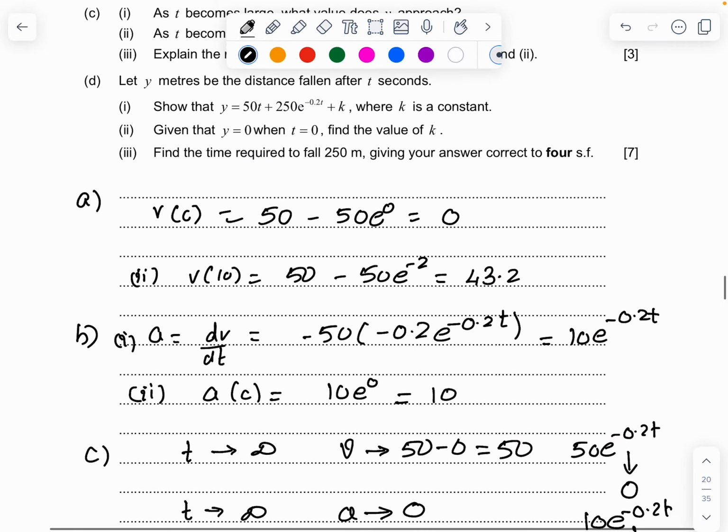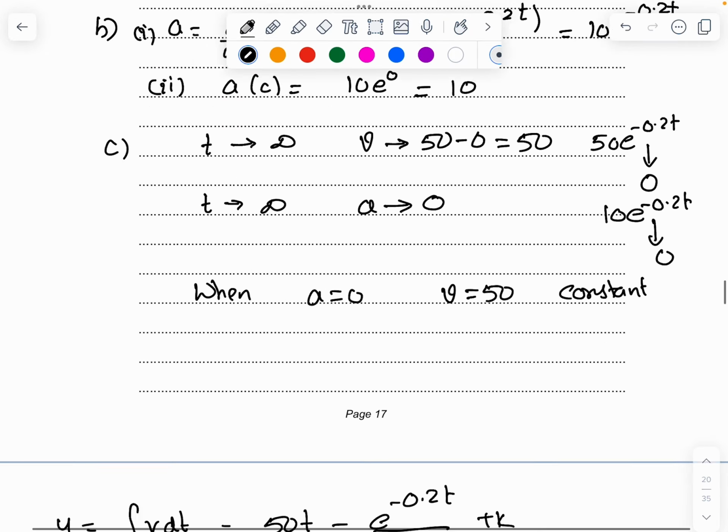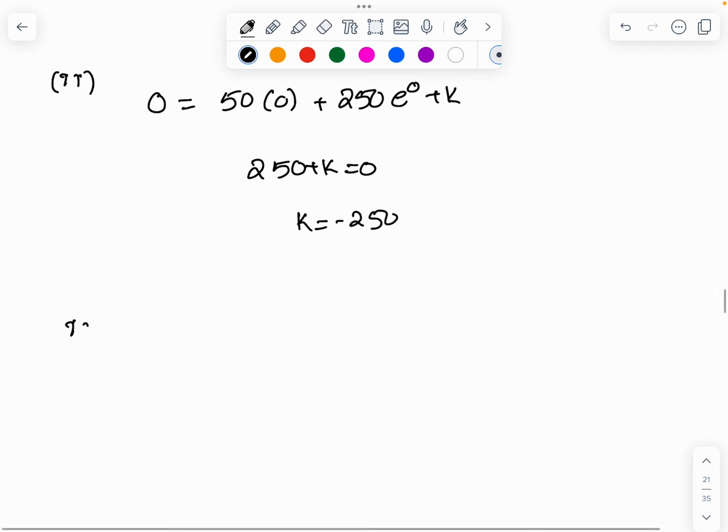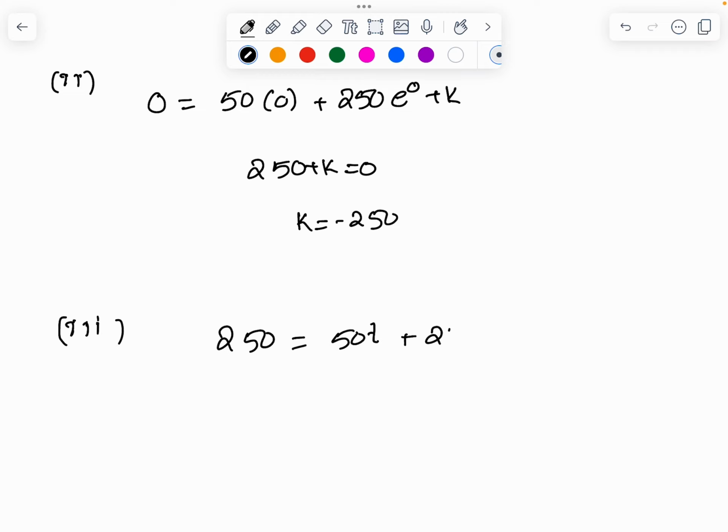Part 3, find the time required to fall 250 meters, giving your answer to two significant figures. So 250 equals 50t plus 250 e to the power of minus 0.2t, then minus 250. So this gives me, using the calculator, 9.207 seconds.